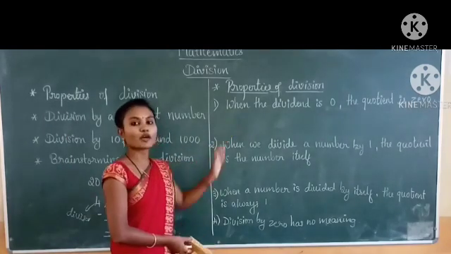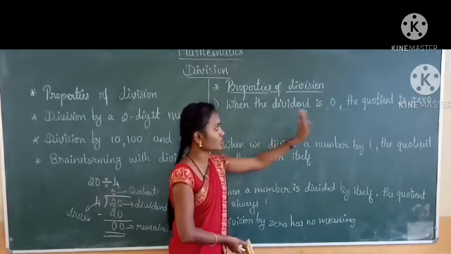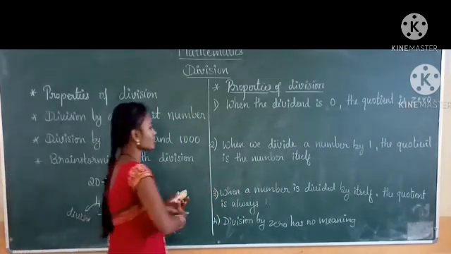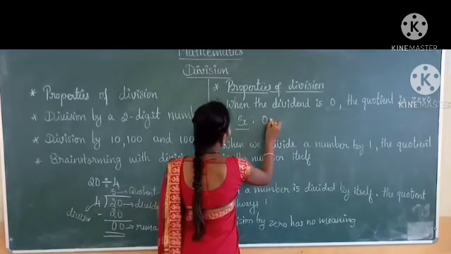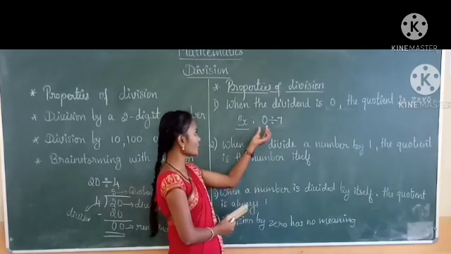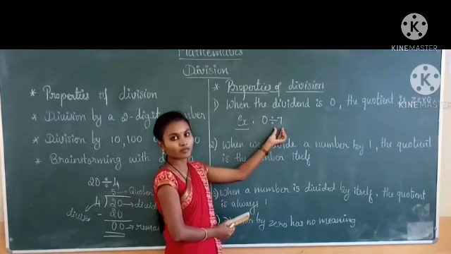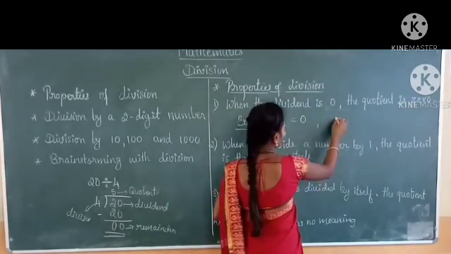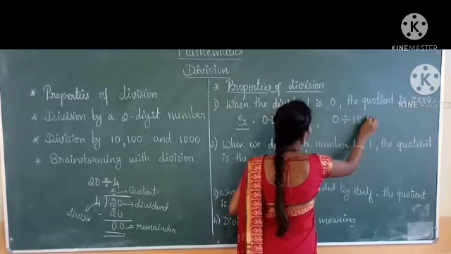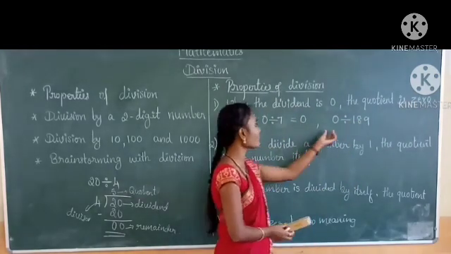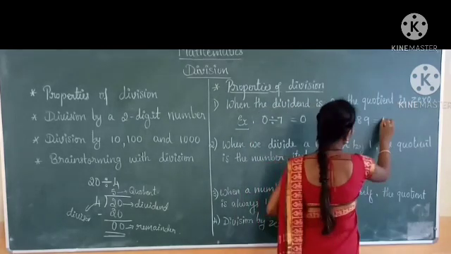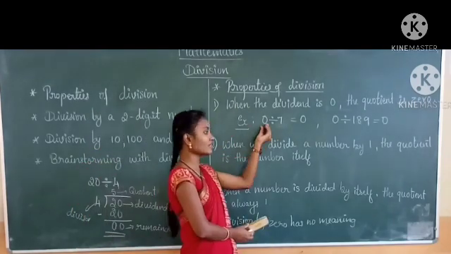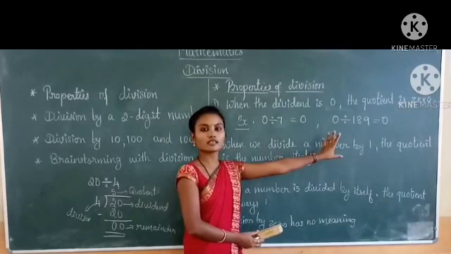So here the first property is when the dividend is 0, the quotient is 0. That means, for example, 0 divided by 7. Here we have to divide this 0 by 7. That means the quotient will be 0. Another example, 0 divided by 189. If you divide 0 by 189, you will get the quotient as 0. This is the first property of division.